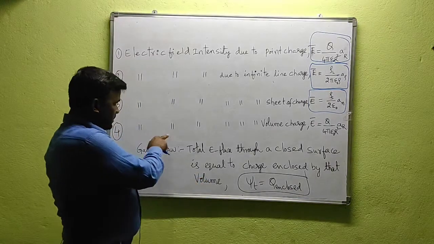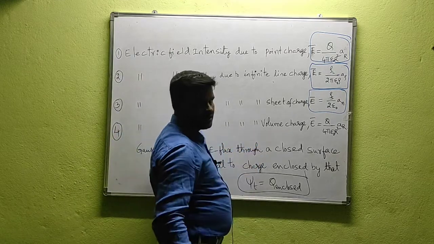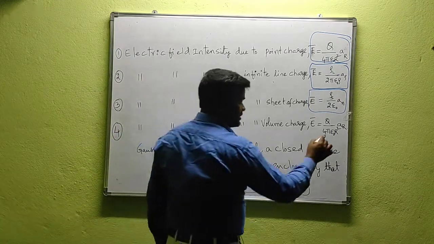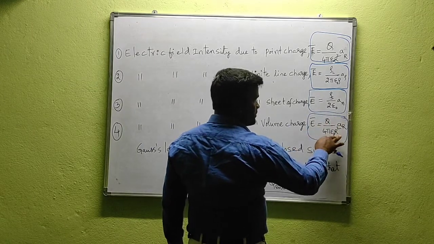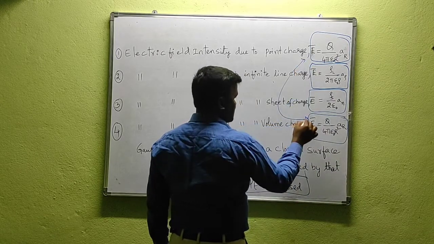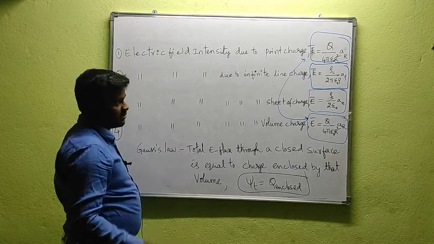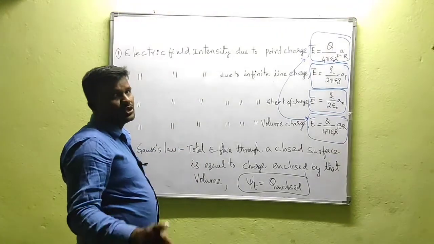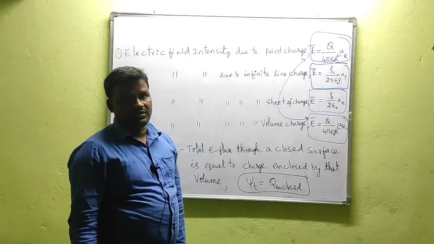And coming to the electric field intensity due to volume charge, it is E equal to q by 4 pi epsilon naught r square AR, which is similar to equation 1. This is equation 4, and equation 1 and equation 4 are the same. That means the electric field intensity due to volume charge is the same as the electric field intensity due to point charge.